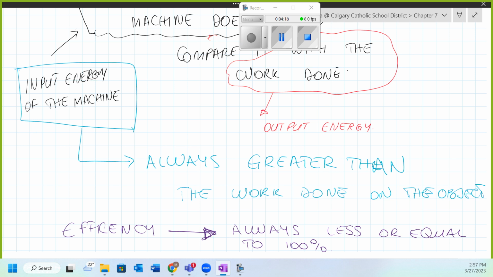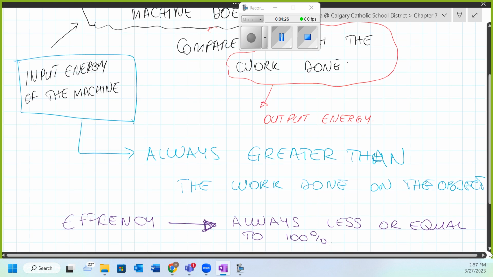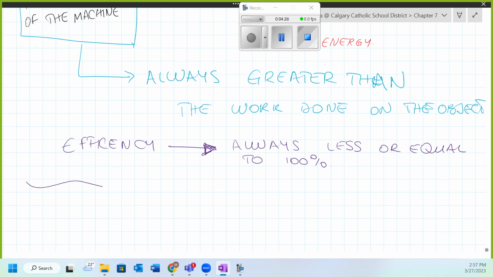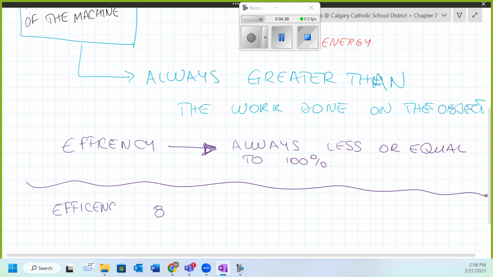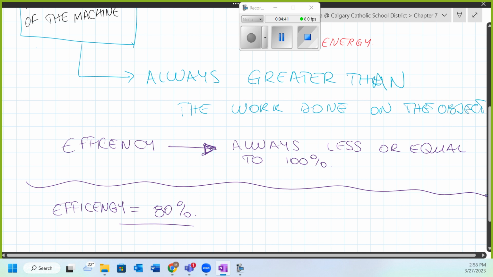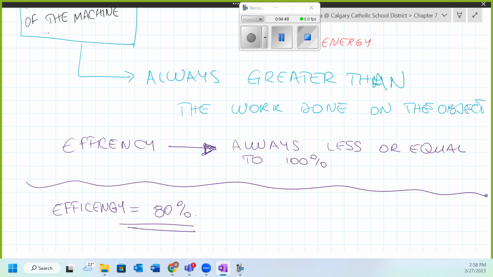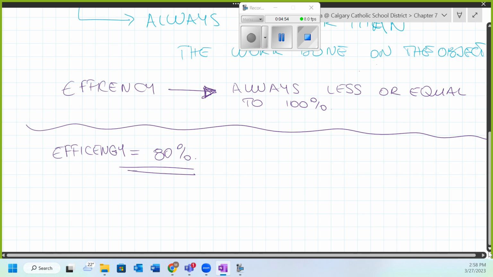So the efficiency is measured in percentage. When we are saying, let's suppose the efficiency of an equipment is 80%, that means that only 80% of the output energy is used in the work that the object is doing. So what does it mean?